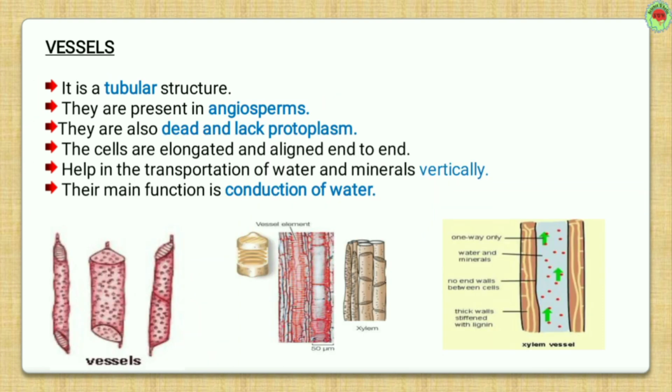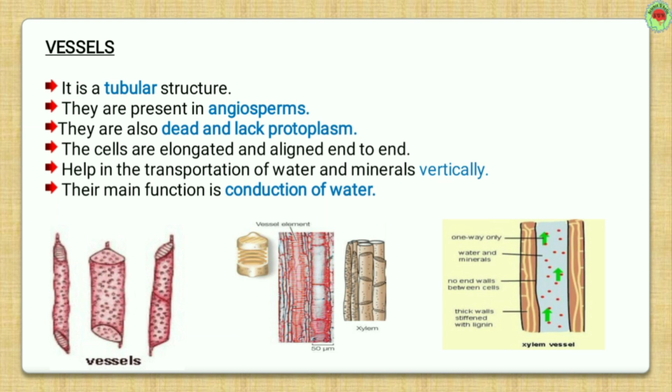Now let's see vessels. Vessels are also a tubular structure, and they are only present in angiosperms. They are also dead cells and lack protoplasm and nucleus. The cells are elongated and aligned end to end. So this is the difference between tracheids and vessels: tracheids are arranged laterally and vessels are arranged end to end.